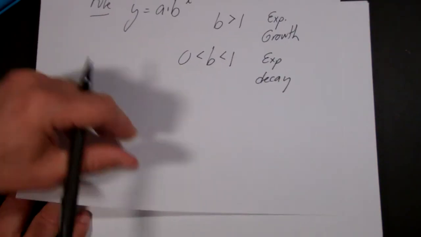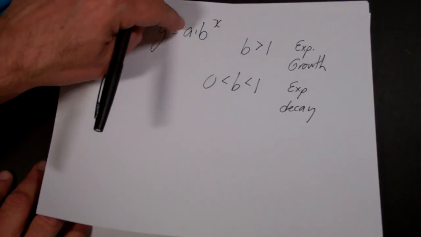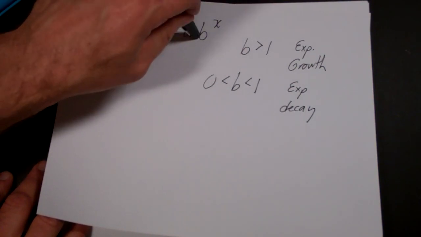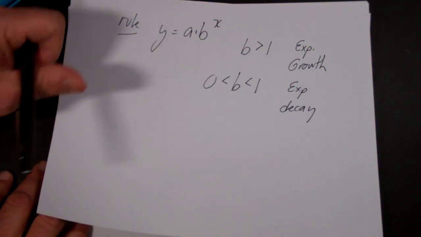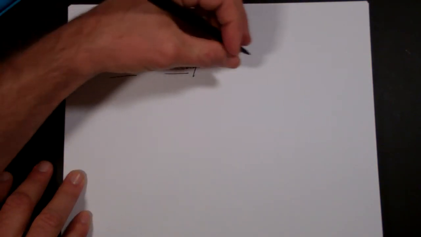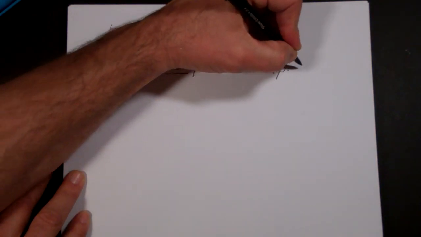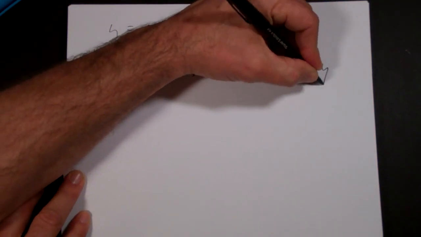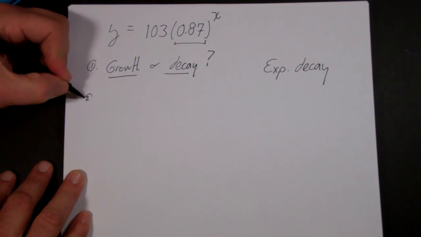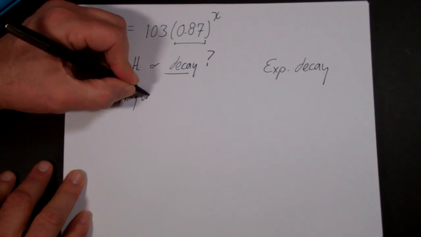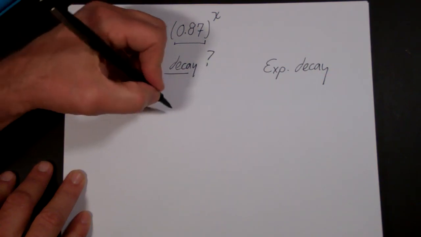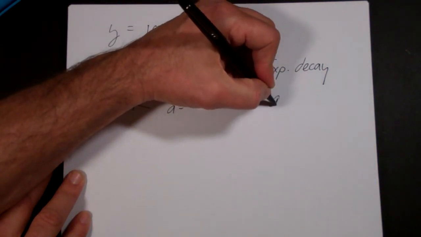So let's look at our rule again. The rule is if you have y is equal to a times b to the x, if b is greater than 1, it's exponential growth. But if b is between 0 and 1, it's exponential decay. And this is exponential decay. Second step is what's the starting value? The starting value is simply a. So here the starting value is 103.